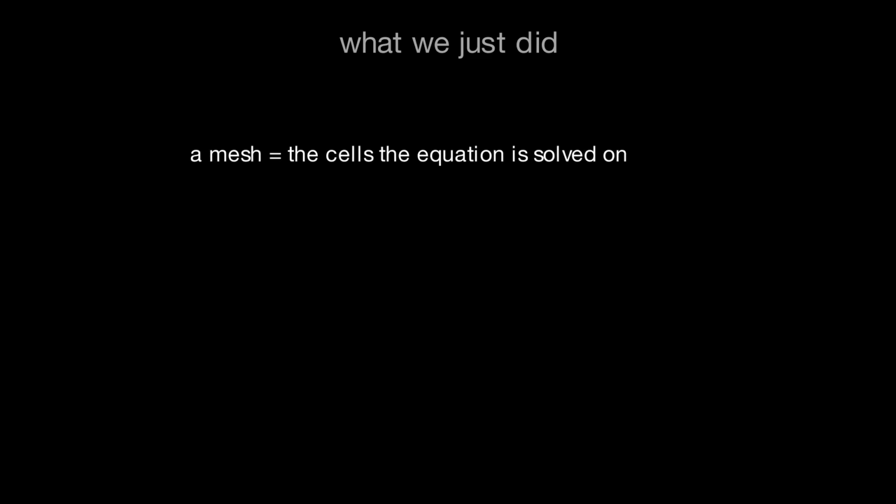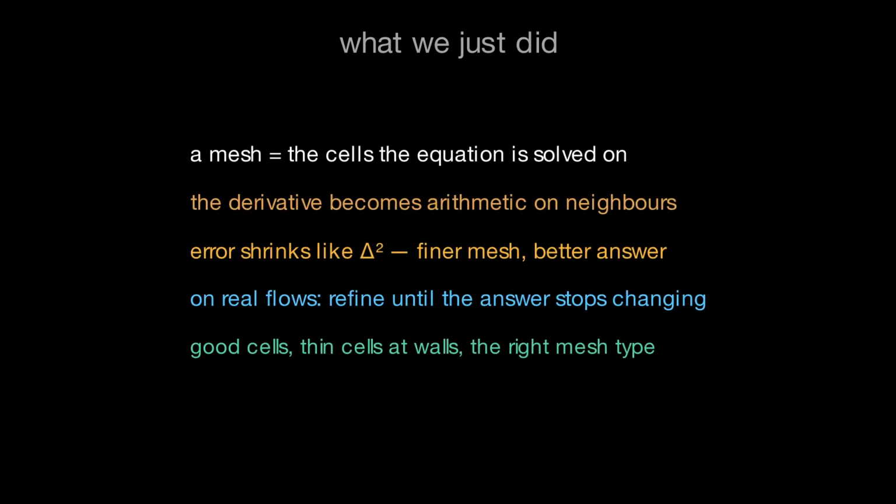So, to pull it together, a mesh is just the cells you solve the equation on. The calculus turns into arithmetic over neighbors, with an error that falls like delta squared. On a real flow, you refine until nothing moves. And good cells, thin cells at the walls, and the right type of mesh are what hold it all together. That's all for this video.